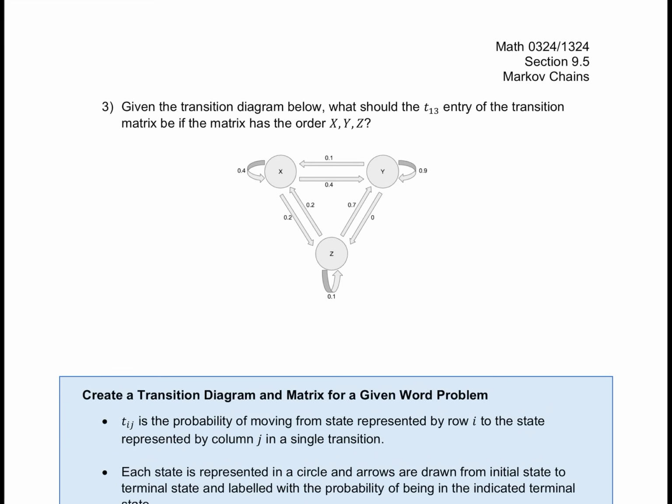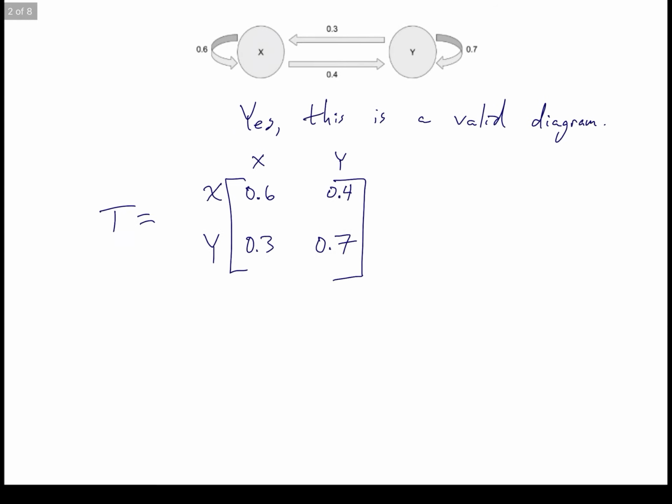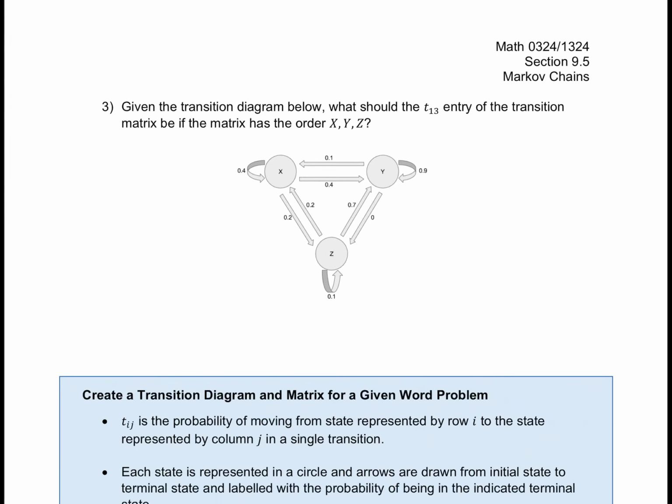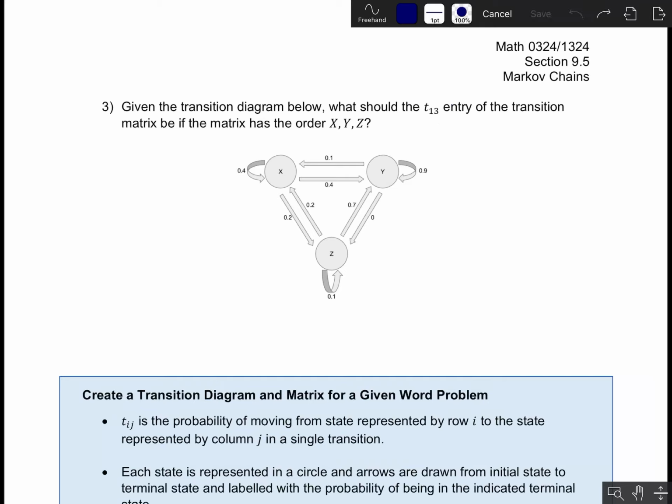And lastly, we can do the same sort of translation in the other direction. So you can make a transition diagram from a matrix, and we'll see some examples involving that in a bit. But these are essentially just two different ways of relaying the same information. So here, if I wanted the T13 entry of the transition matrix, I can choose specific entries by just remembering what each of the rows and columns represents. So I'm just going to label my rows and columns again.